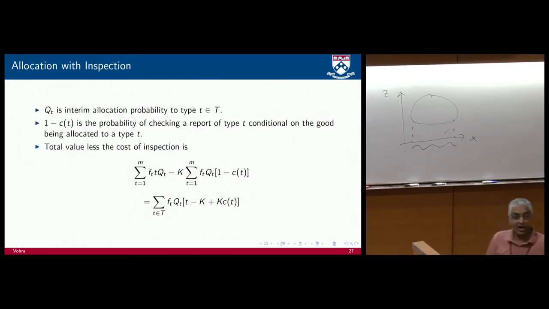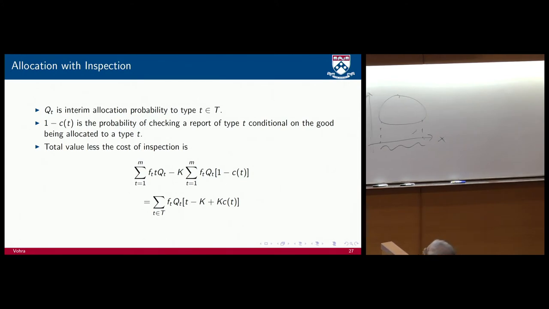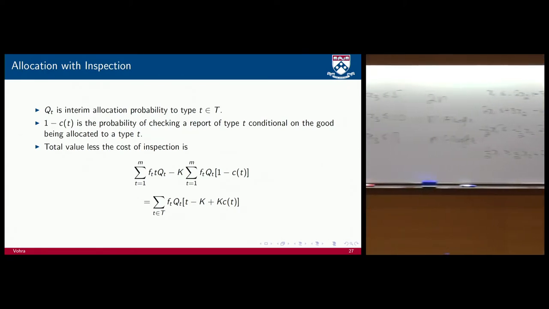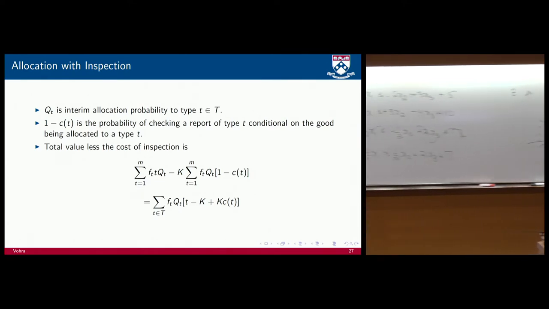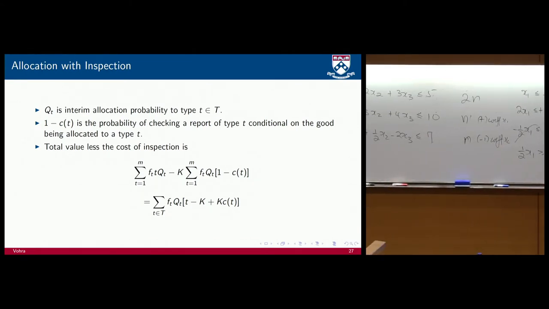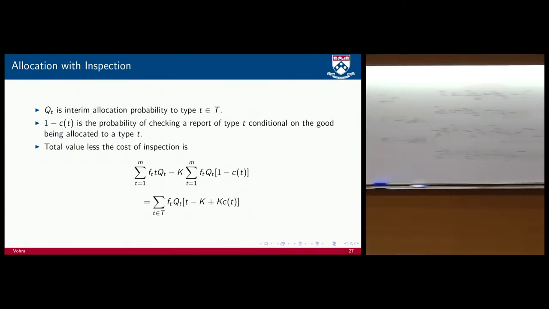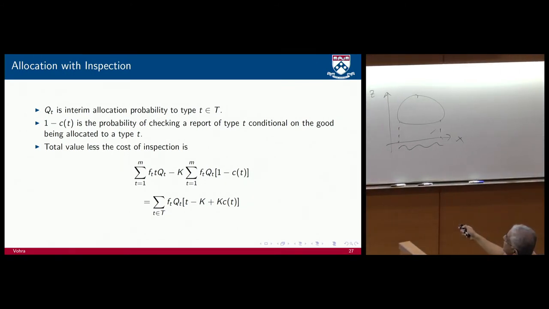Now let's actually put it to work and throw in the incentive constraints and see if we get anything. So Q subscript T, I'm assuming that the names of agents don't matter. Q sub T is the interim allocation probability to type T. 1 minus C of T is the probability of checking a report of type T conditional on the good being allocated to type T. Total value less the cost of inspection is given by this. So this is the probability an agent is of type T. This is the interim allocation to that type, less the cost of inspection. Capital K is the cost of inspection.